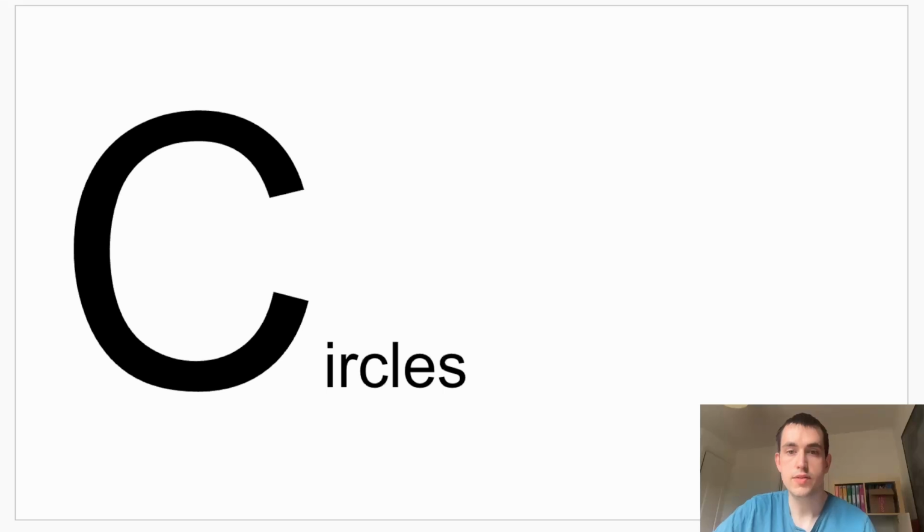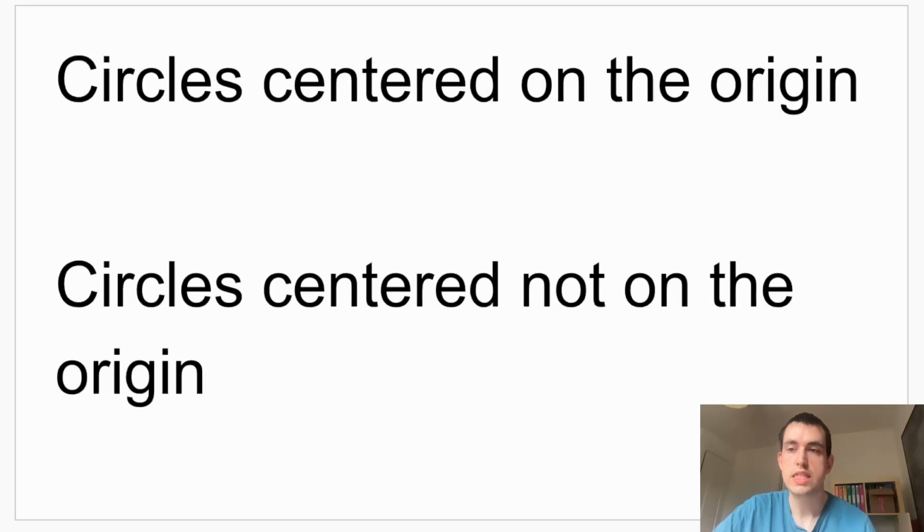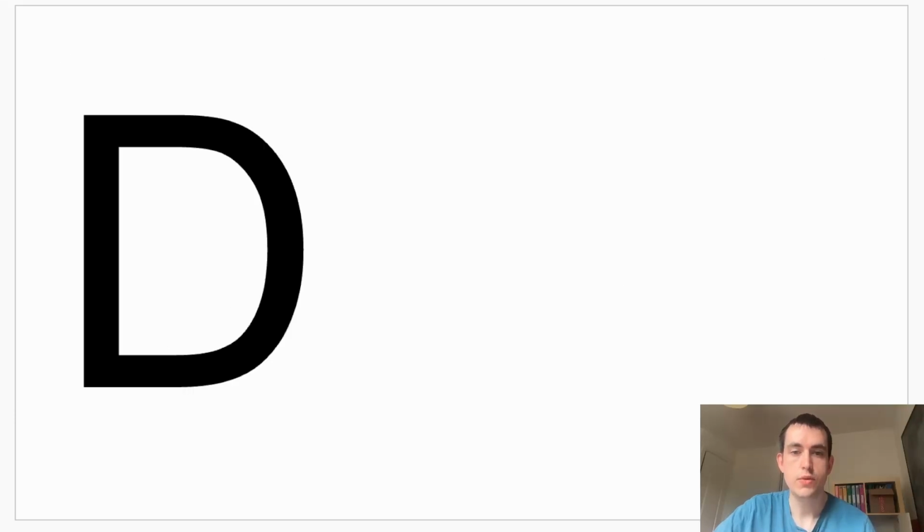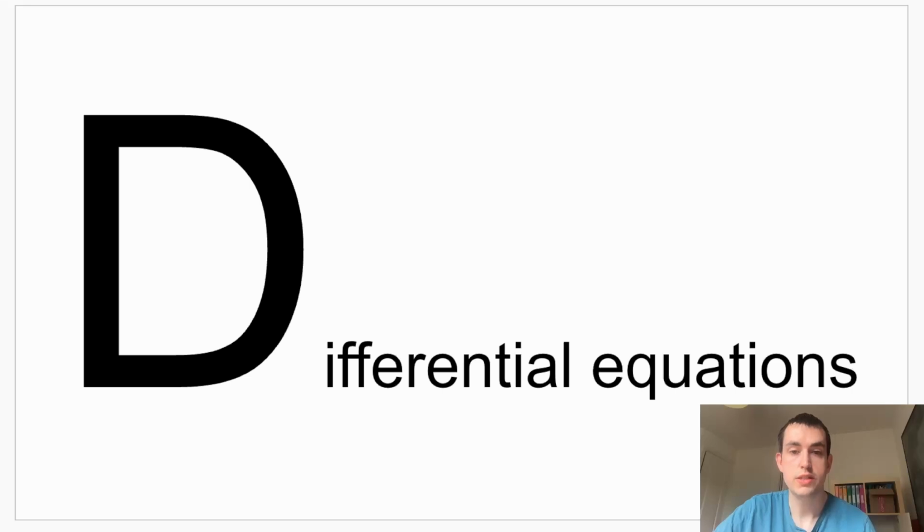C is for circles. In GCSE, you only look at circles that are centered on the origin. Now we look at circles that are centered not on the origin. How exciting. D is for differential equations.